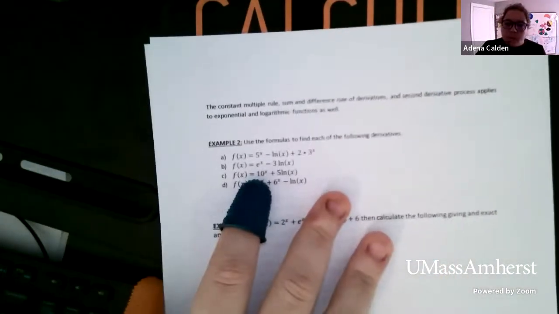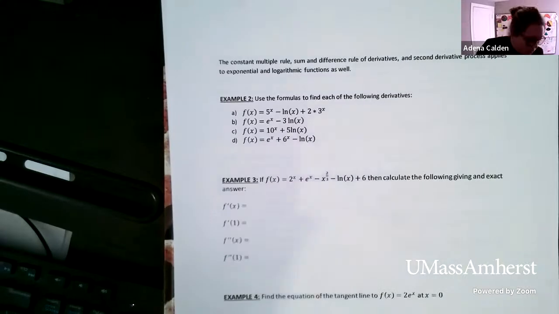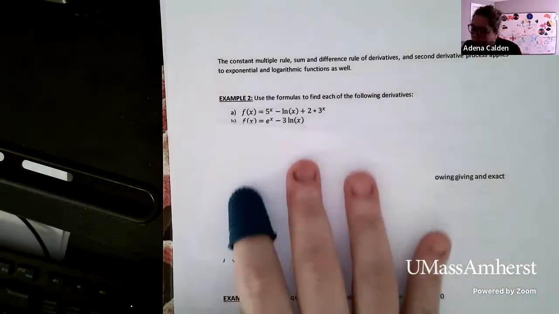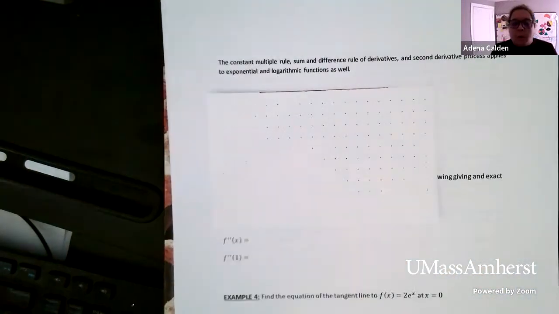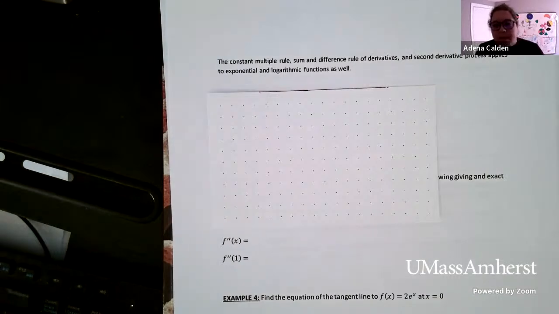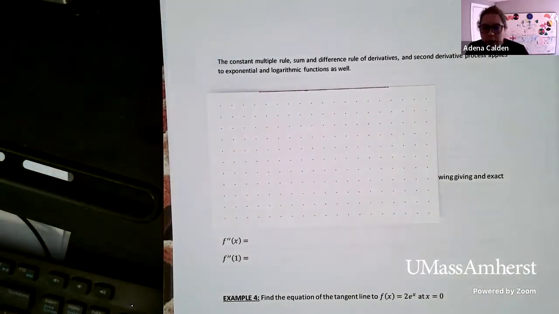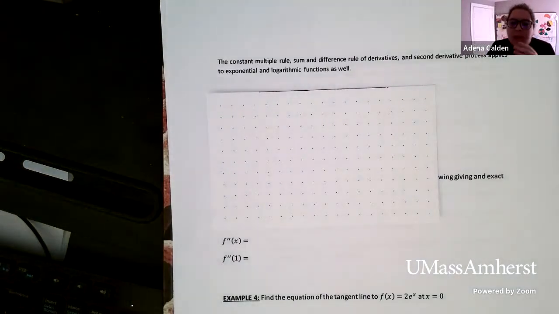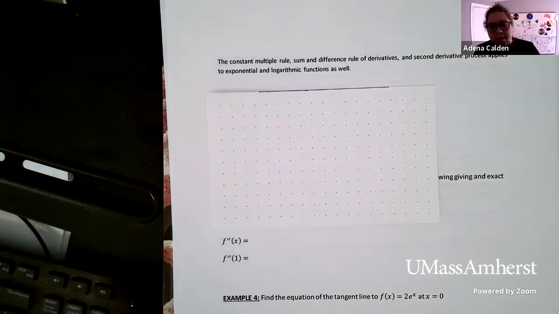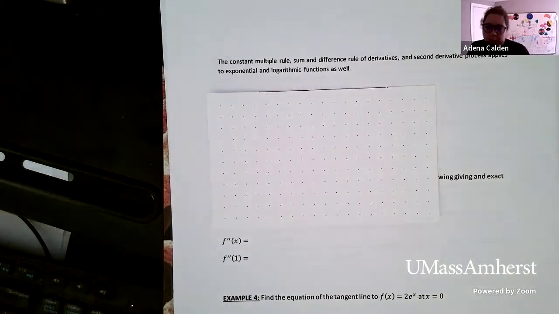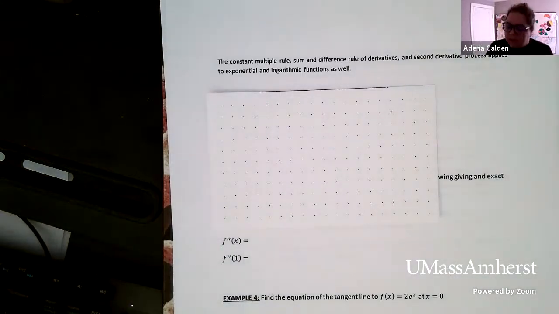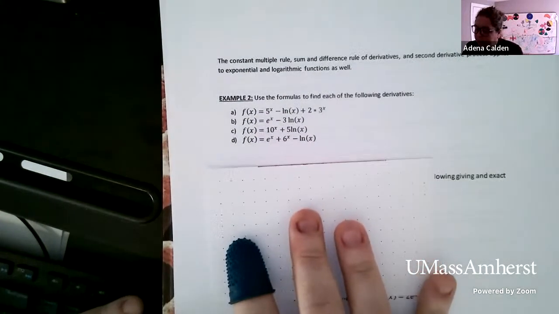So now what we want to do is we want to think about the other sort of rules we were talking about, like the constant multiple rule, the sum and difference rule, the second derivatives, all those sorts of things we talked about last time. So just as a reminder, the constant multiple rule says that if you have a constant in front of the function, then when you take the derivative, it's that constant times the derivative of the function. If sums and differences, if things are added or subtracted, you can take the derivative of each one separately. And then the second derivative is when you apply the same process to the first derivative to get to the second derivative.